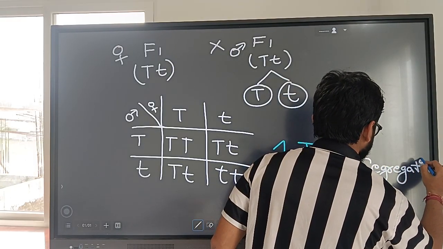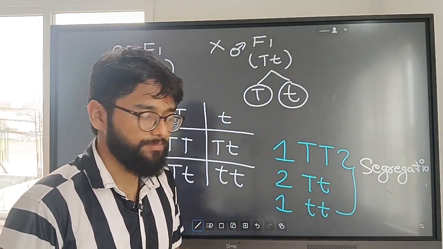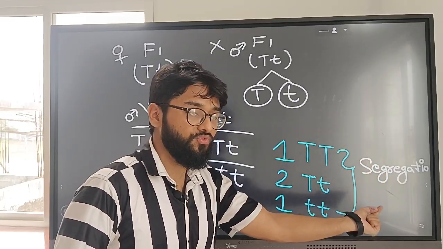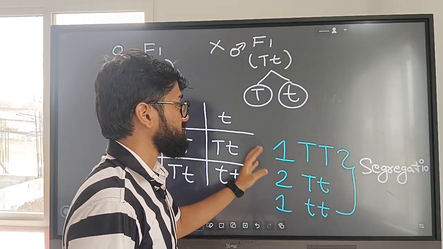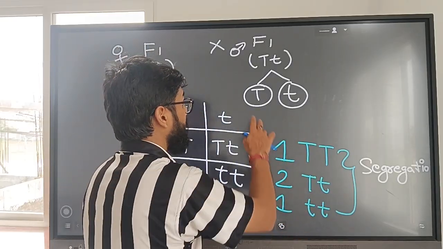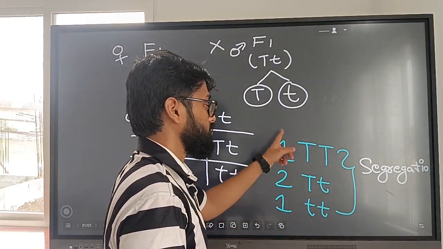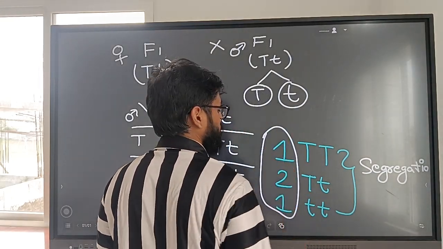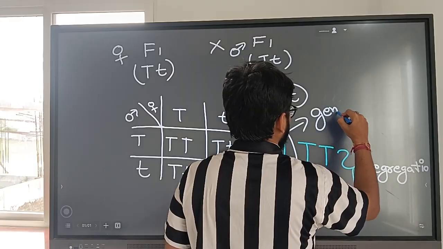Now what is this segregation? As we have discussed earlier also, segregation is simply the separation. This is what has been achieved by proving Mendel's law, that is the law of segregation, that the alleles must divide equally during gamete formation. Had they not divided equally, this ratio would not be possible. And this ratio, 1:2:1, is called your genotypic ratio.